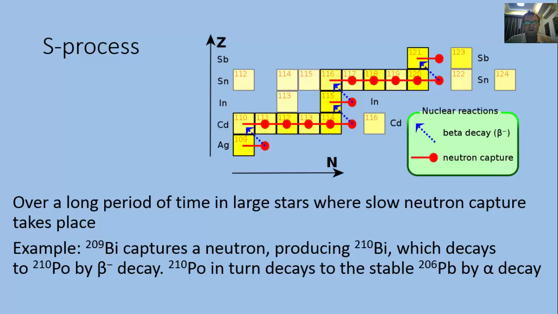Beryllium-209 is captured by a neutron to produce beryllium-210, which then decays to polonium-210 by beta decay. The polonium in turn decays, and eventually I have a lead nucleus produced after an alpha decay. So in large stars, slowly but surely, heavier nuclei and heavier elements can be produced from this process, and this is known as the slow capture process.